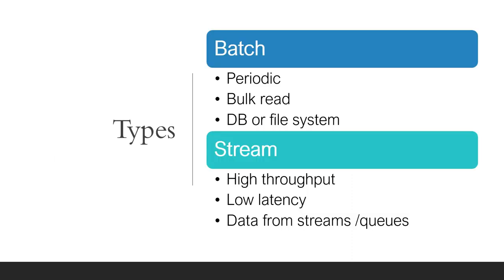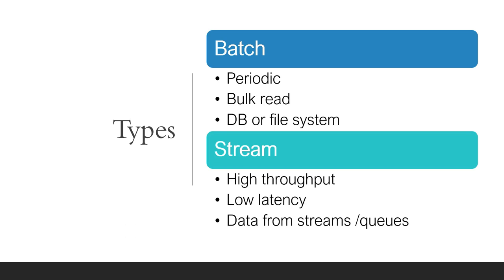These data pipelines can be categorized into two areas, either batch or stream. These are broad level categorizations. Batch means it will be a periodic data pipeline which will run at a particular stipulated time and day. It can be daily, weekly, monthly, or any other frequency. When we talk about batch, it is mostly a bulk read from any source, and the sources are typically file based or database based.